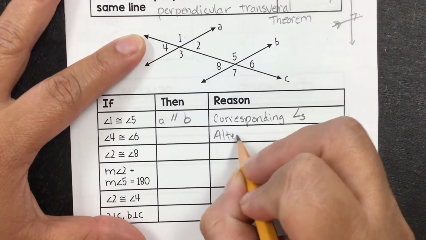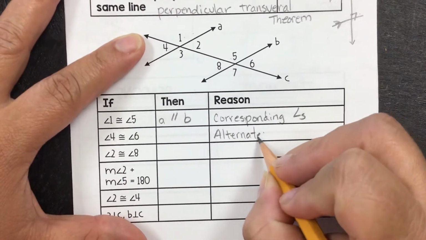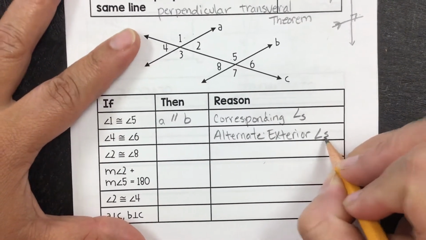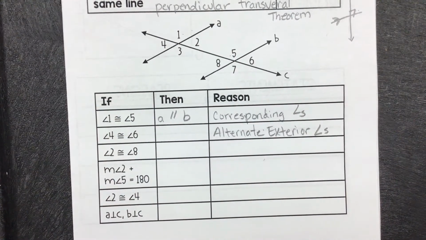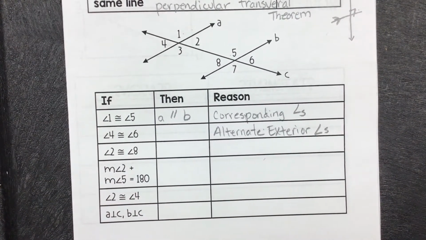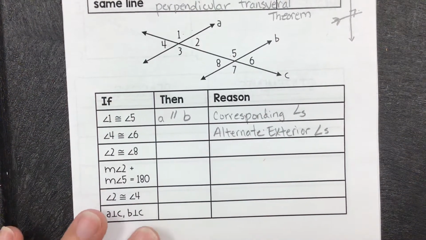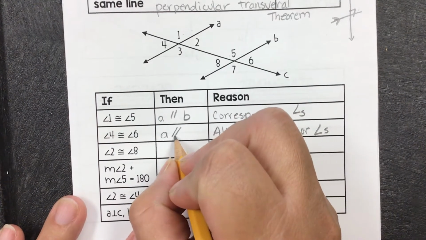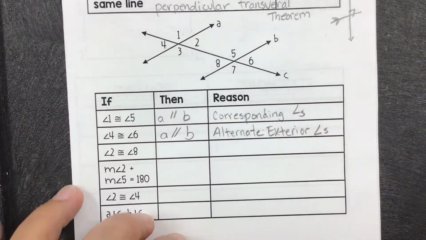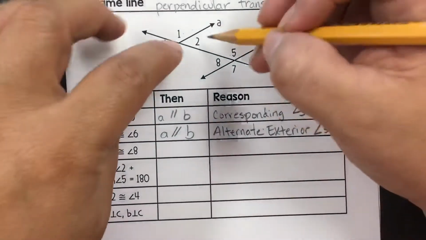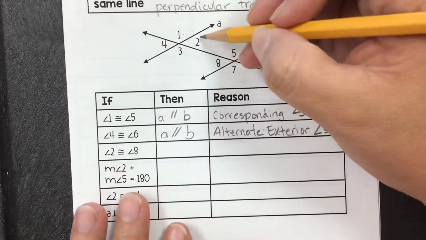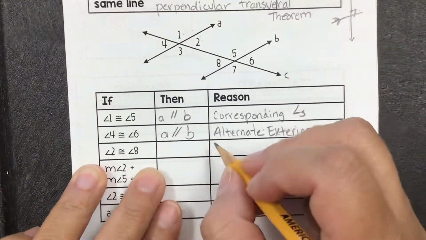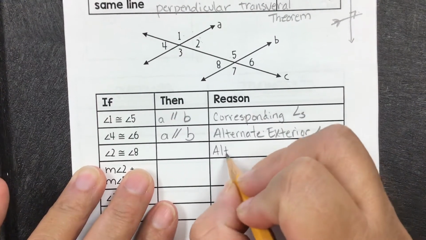Alternate exterior angles. And this is a theorem that says that the alternate exterior angles are congruent. That's why we can say that line a is parallel to line b. 2 and 8. What kind of angles are 2 and 8? Alternate interior angles. Very good.